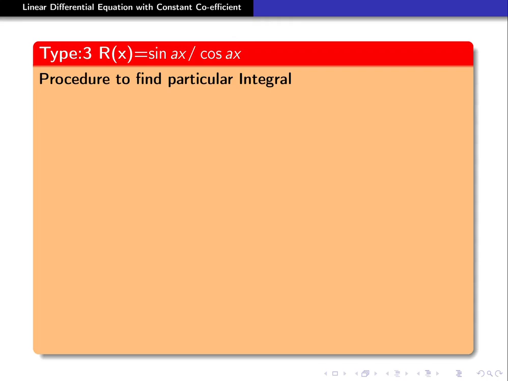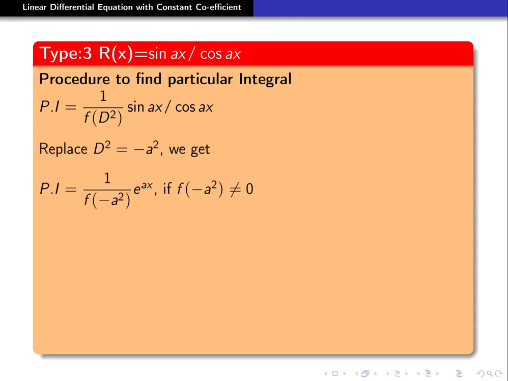So next, type 3. Here r of x is a trigonometric function, either sin ax or cos ax. So the procedure to find the particular integral: the particular integral is equal to 1 by f of D square into r of x. r of x is either sin ax or cos ax. So replace D square in terms of minus a square. So we will get particular integral is equal to 1 by f of minus a square into the trigonometric function. After that, if f of the denominator is non-zero, you stop the process.